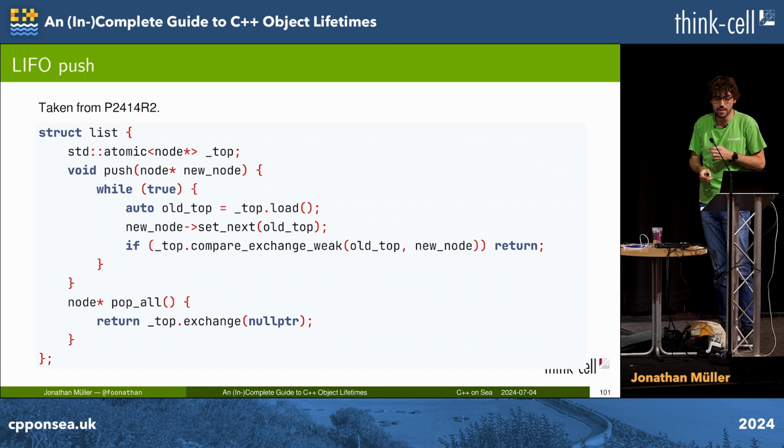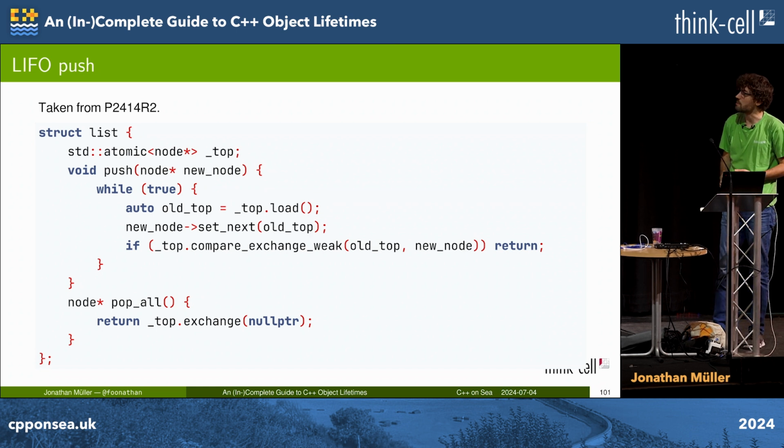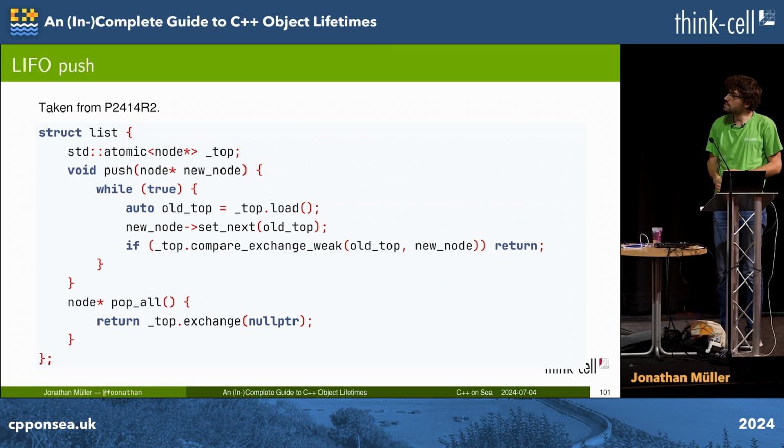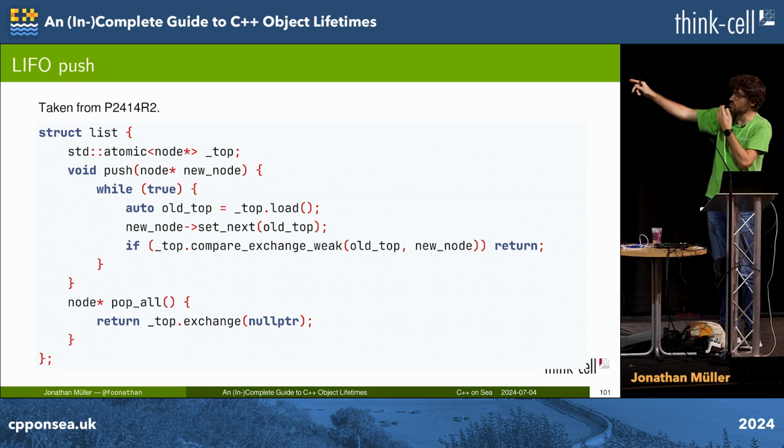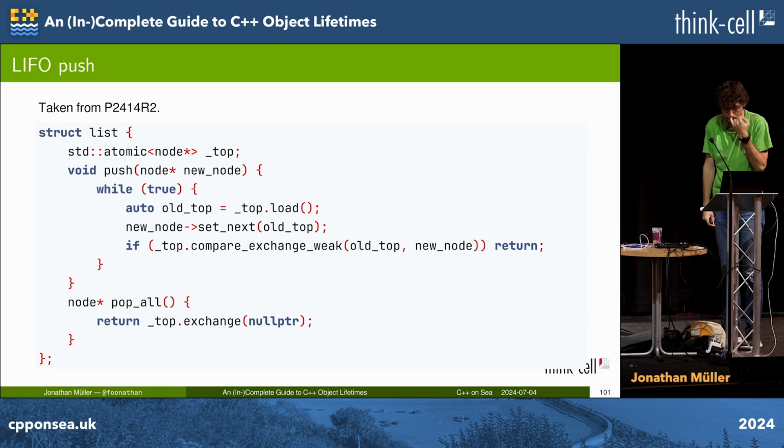And this has some pretty fun consequences for multithreading. So this is a singly linked list, right? In multithreaded code, we want to push something to the top. So we've got this compare exchange loop. We load the old top, we set the new node's next to the old top, and then we do the compare exchange loop. And we also have pop all, which just removes them all.